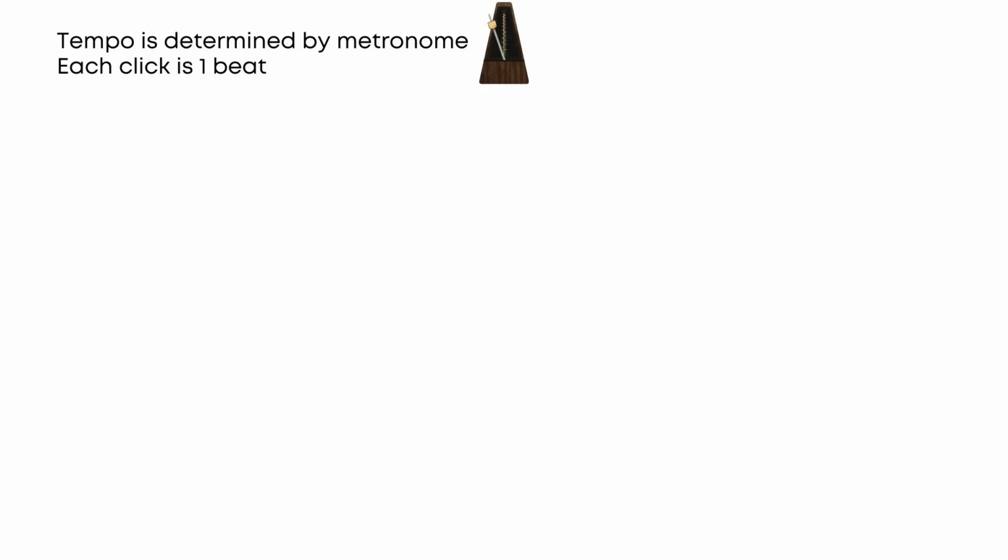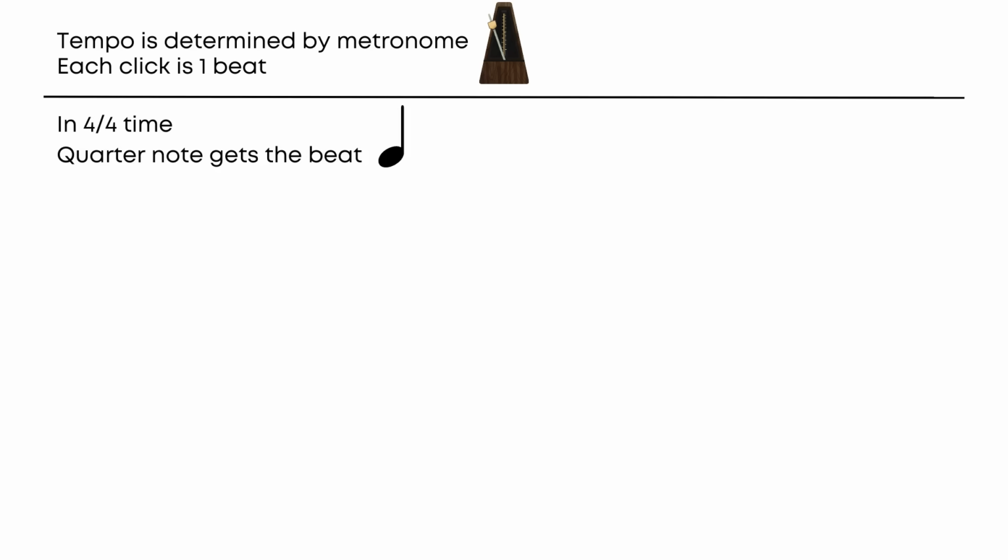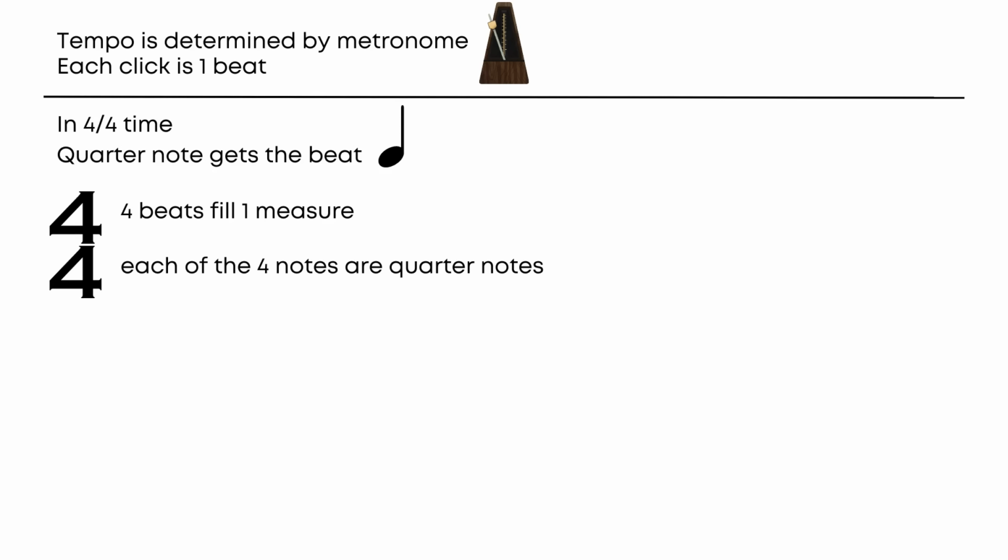Now let's pull everything together that we've talked about so far. Tempo is determined by a metronome. Each click of the metronome is one beat. In 4/4 time, the quarter note gets 1 beat. The 4 on the top states that 4 beats fill 1 measure of 4/4. The 4 on the bottom states that each of those 4 beats are quarter notes.